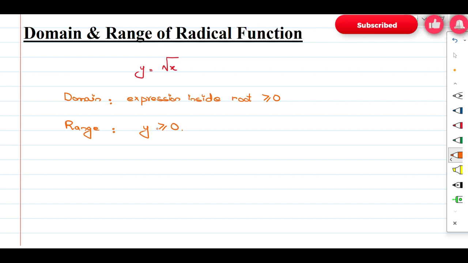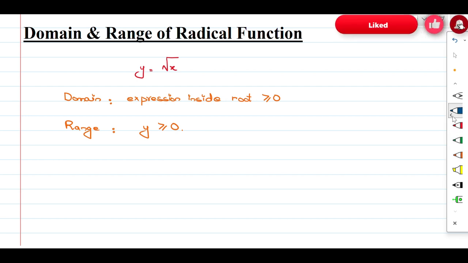Now for every radical function or square root function, to get the domain, whatever the expression is under or inside that root sign, you have to put it greater than or equal to 0 and solve for x. That is your domain, and the range is always greater than or equal to 0.